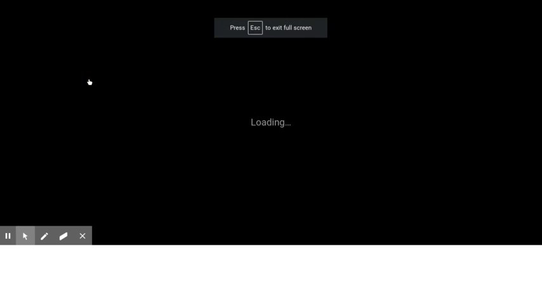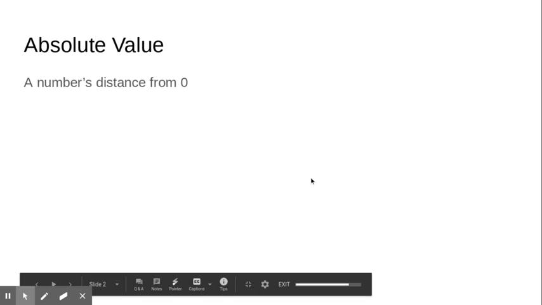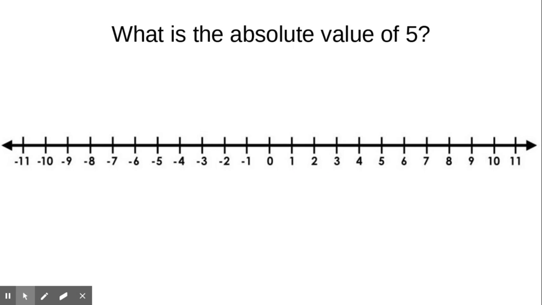We're going to learn a new word today. Actually, it's two words. Absolute value, a number's distance from zero. So what does that actually mean? Let's use an example. What is the absolute value of 5?